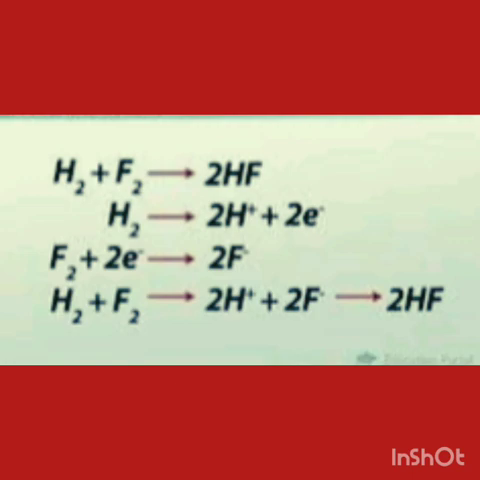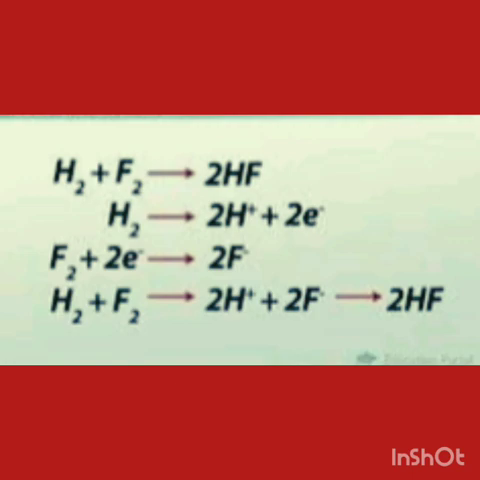Let's see one more example. H2 gives out 2H plus 2 electrons. So in this reaction, gain of electron takes place. Thus, we can say it is a reduction reaction.